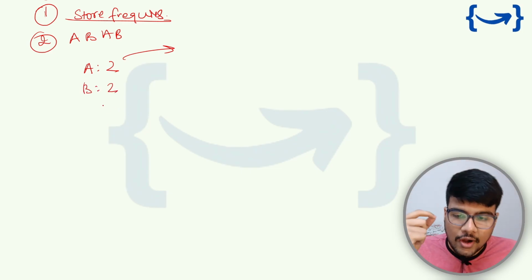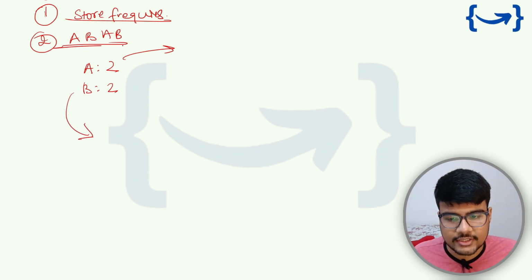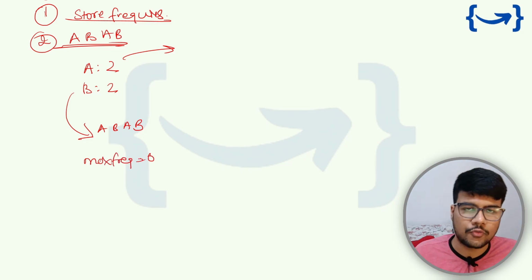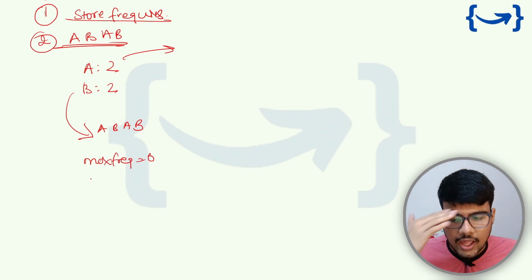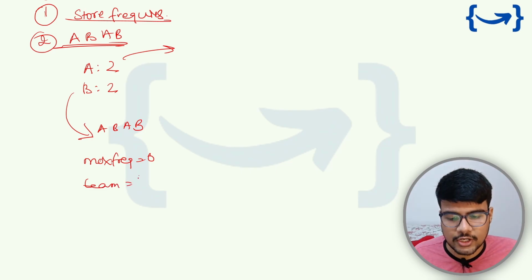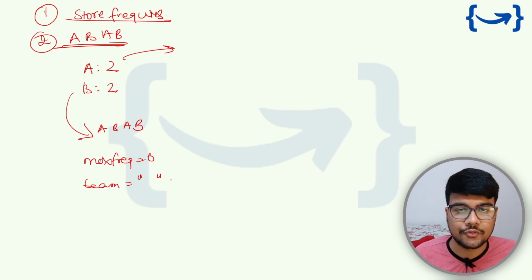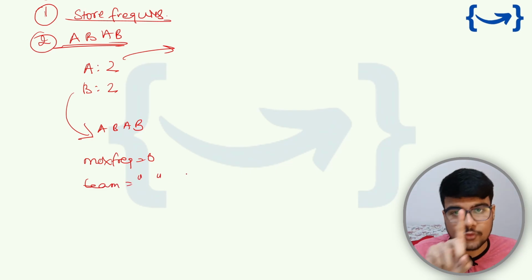But what I will do, I will traverse it again. Why will I traverse it again? On this string, let's say this is an input string A B, and I will create a max frequency that we saw till now. For the very first, I will initialize it at 0, and I will create a team variable which will store the correct answer, which team enters the phase of tie for the very first time.